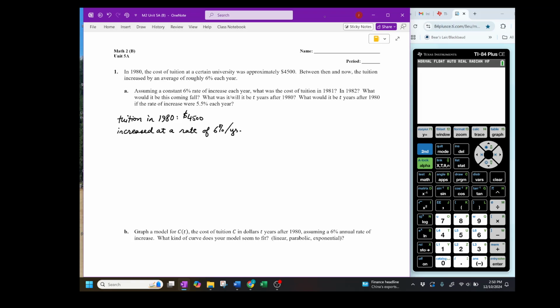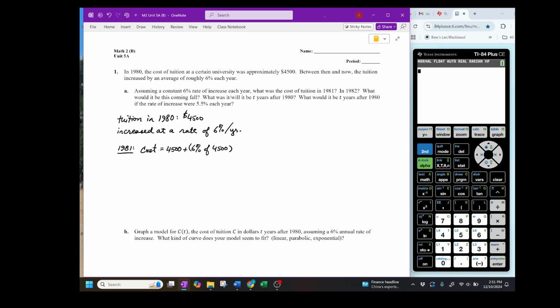In part A, it says to assume a constant 6% rate of increase each year. So what was the cost of tuition in 1981? Well, it would be 4,500 plus the 6% that it went up. So in 1981, the cost was going to be the 4,500 plus the 6% of 4,500.